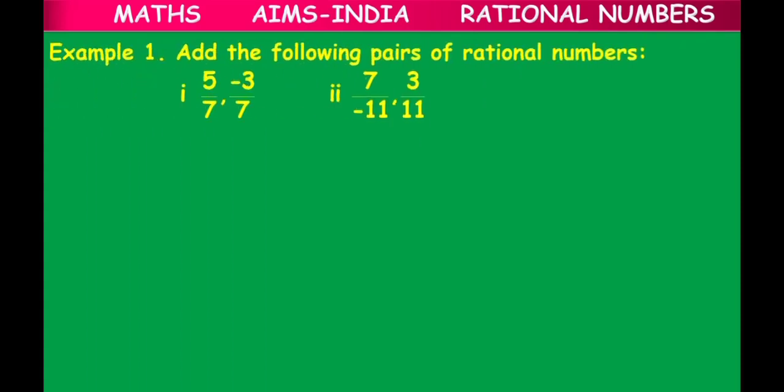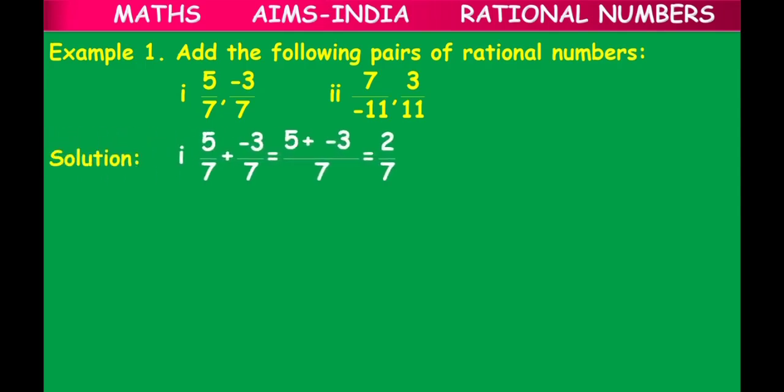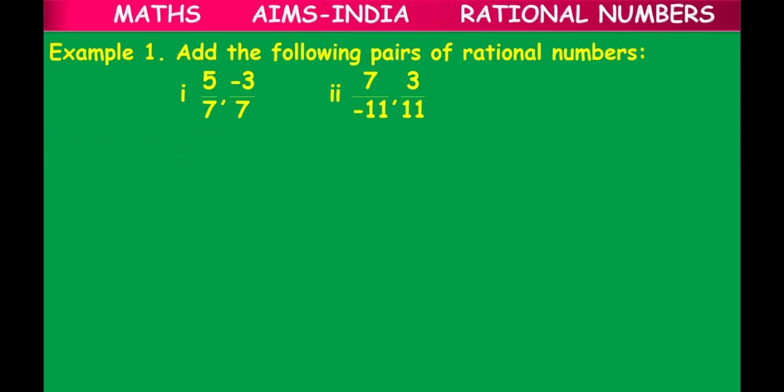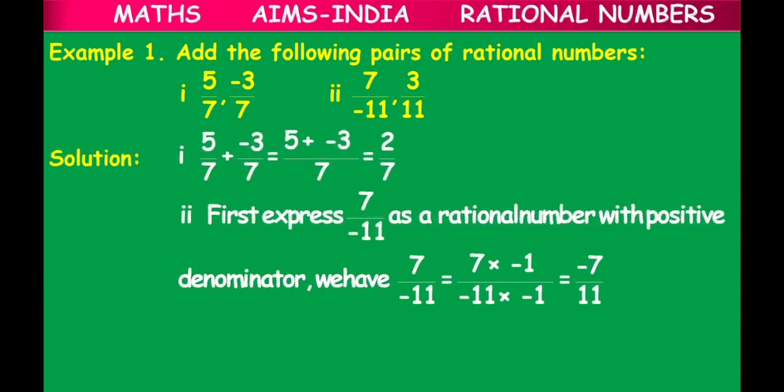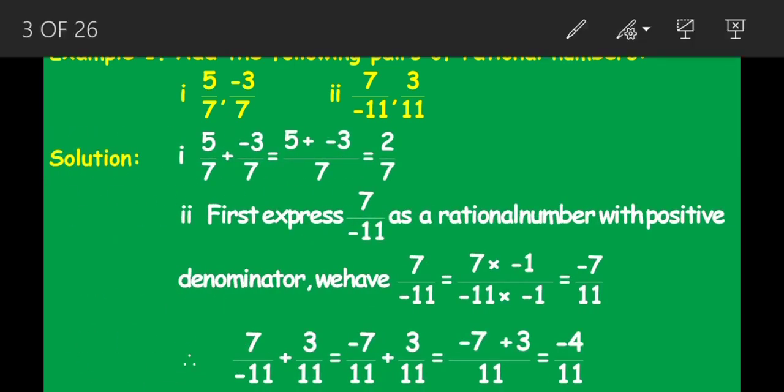So let's see the examples. Example 1, what they have given: add the following pairs of rational numbers. Here we have first question and second question. In each question, two rational numbers are given. We have to add the pairs of rational numbers. So here, in first question, how are the rational numbers? They are with same denominator.